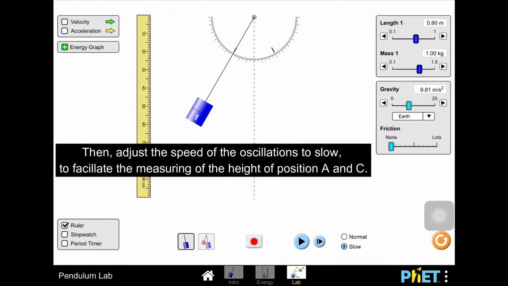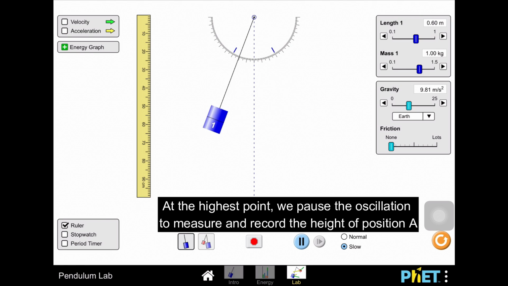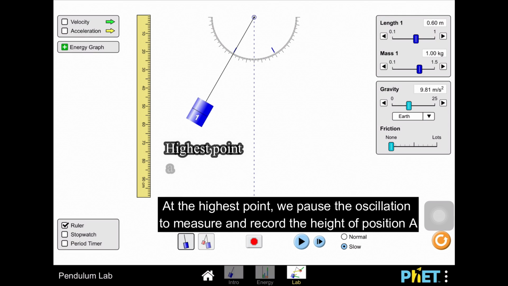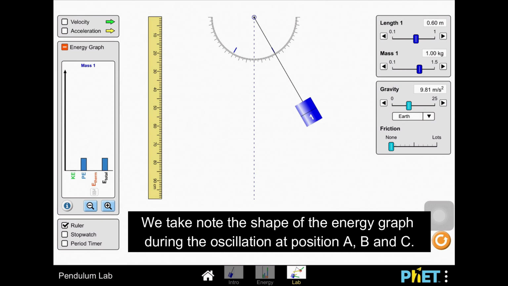Then, adjust the speed of the oscillations to slow, to facilitate the measuring of the height of position A and C. Next, click on play icon to let the mass oscillate. At the highest point, we pause the oscillation to measure and record the height of position A, then we measure for position C. We take note of the shape of the energy graph during the oscillation at position A, B and C.